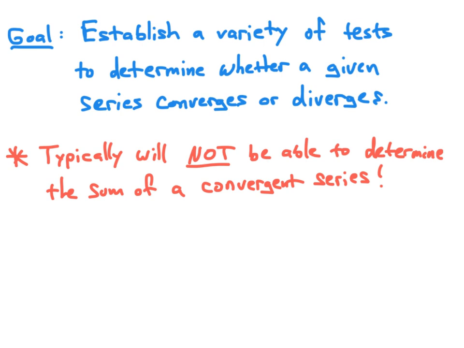Typically, when we use one of these tests to determine whether a series converges or diverges, we will not be able to actually determine the sum of a convergent series. If we actually need to know more information than just that the series converges, we would then have to find partial sums and take the limit of those partial sums in order to find the sum of that series.